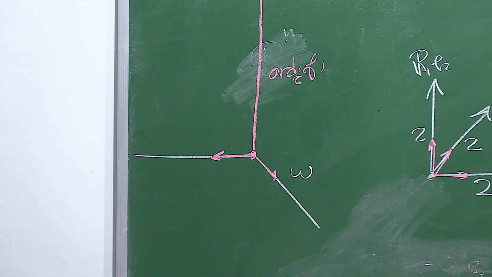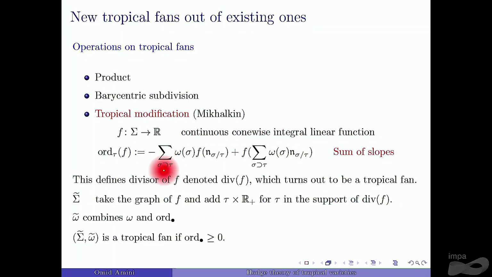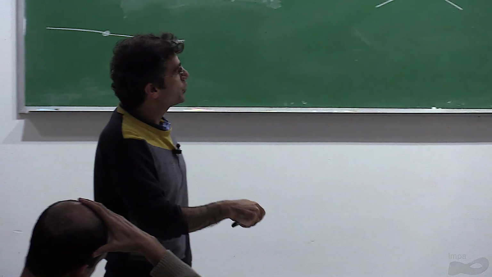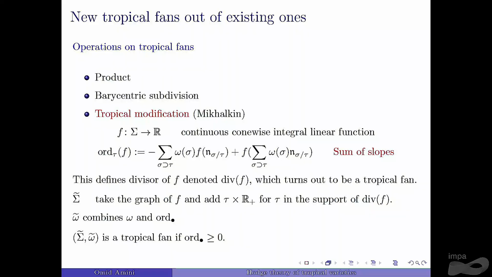So the divisor of f is obtained by defining order of vanishings, and then you take the support. It means that you look at all the codimension 1 cones where you have an order of vanishing which is non-zero. Otherwise, the other ones are not in the support, you forget them. And then you look at the subfan given by these cones and their faces. And you put these numbers as the weights of that fan. Okay? This is a tropical fan.